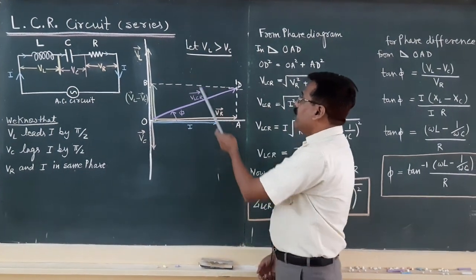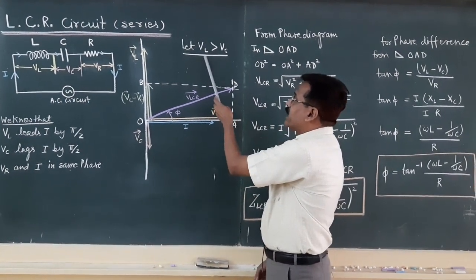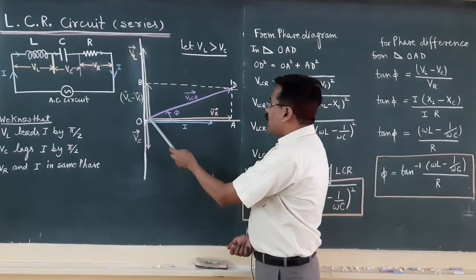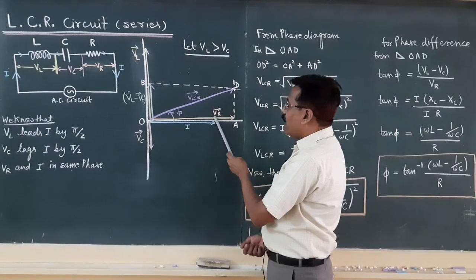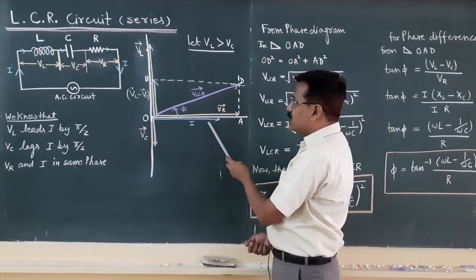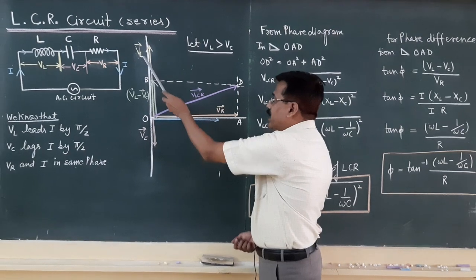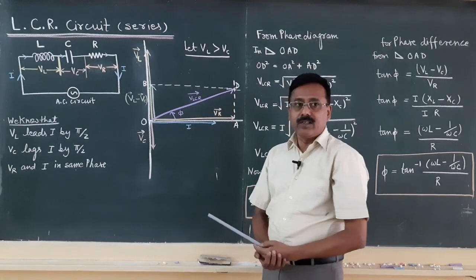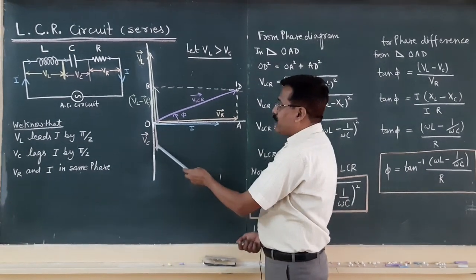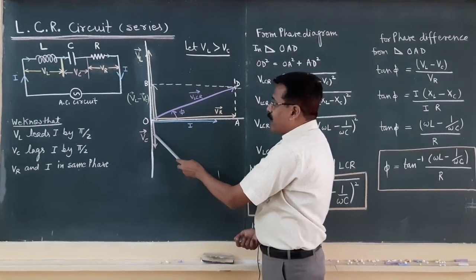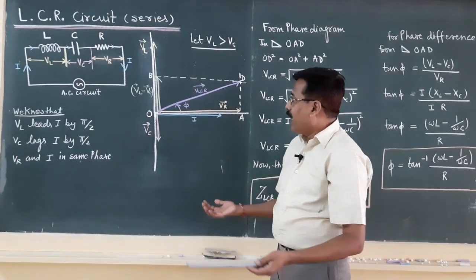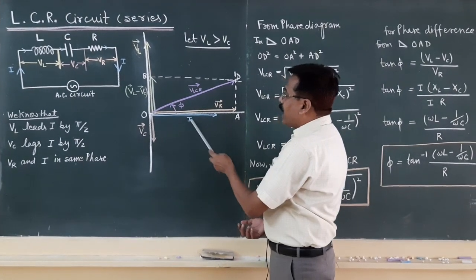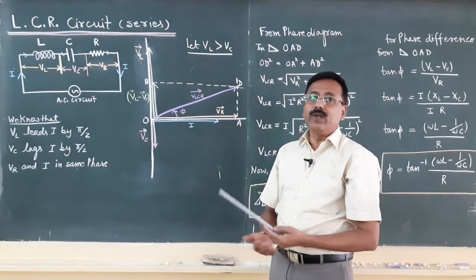circuit, provided the potential drop across the inductor is greater than that across the capacitor. So, in the phase diagram, the potential drop across resistor VR and I are in the same phase. The potential drop across inductor leads current by pi by 2, shown by this yellow vector. Similarly, by the red vector, VC lags current by pi by 2. And very clearly you can say that VC, VL, VR and I are co-initial vectors.